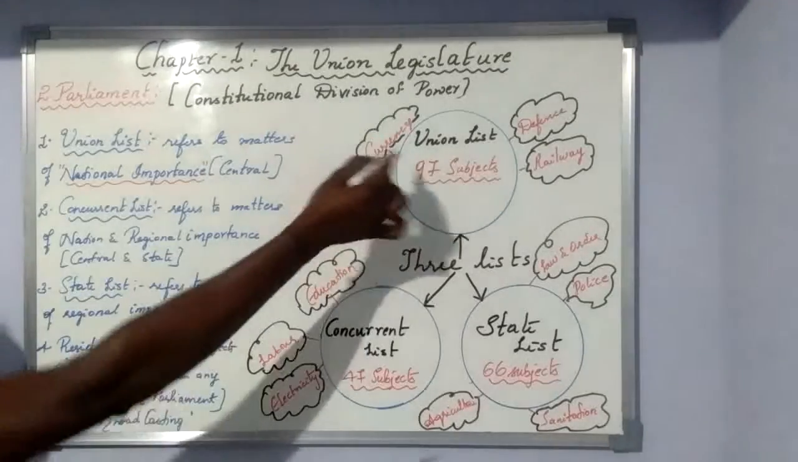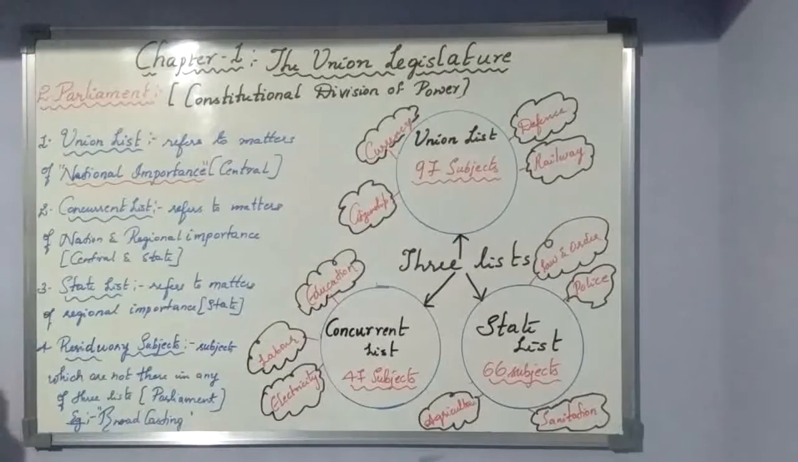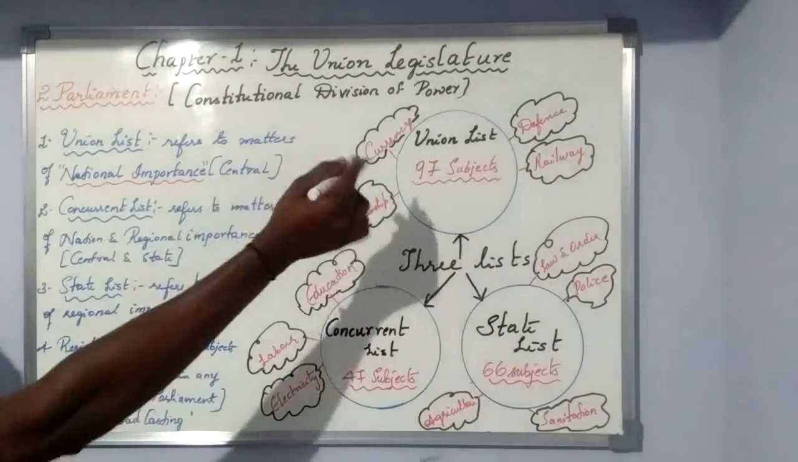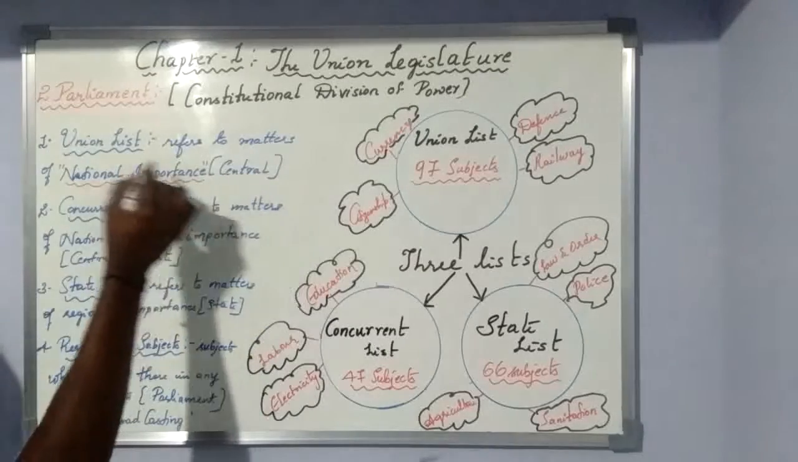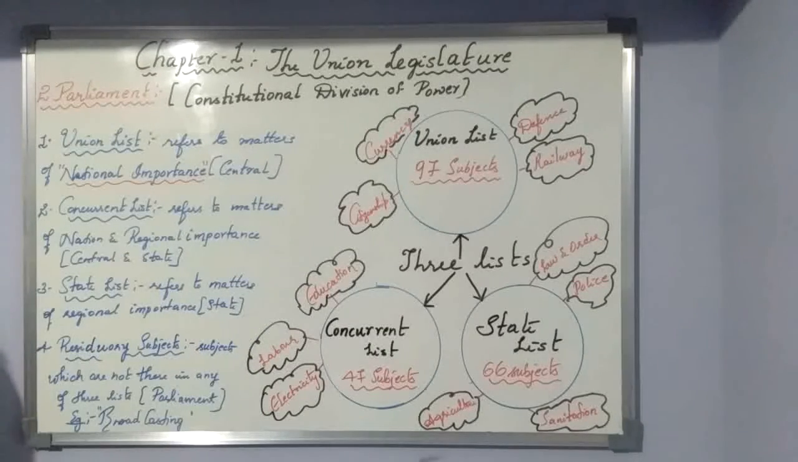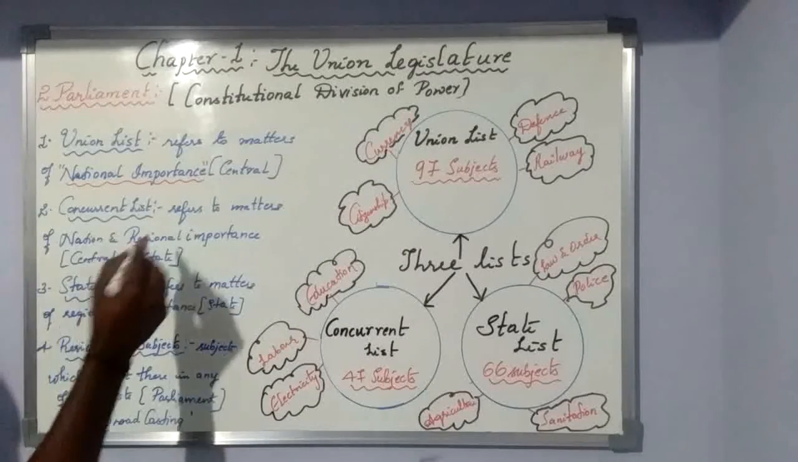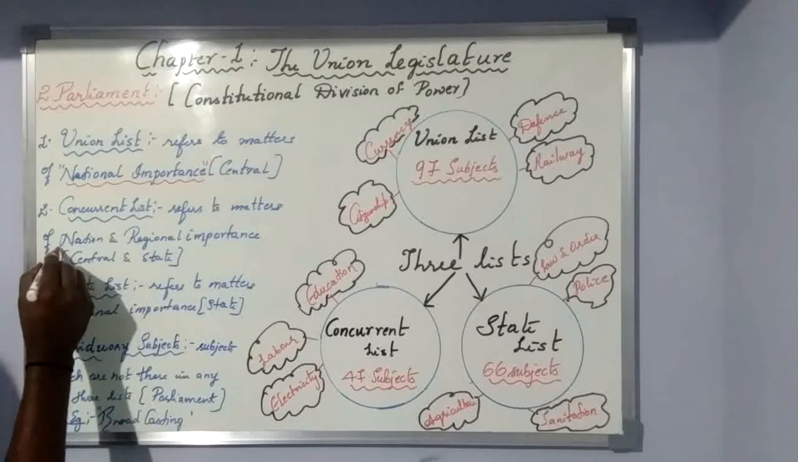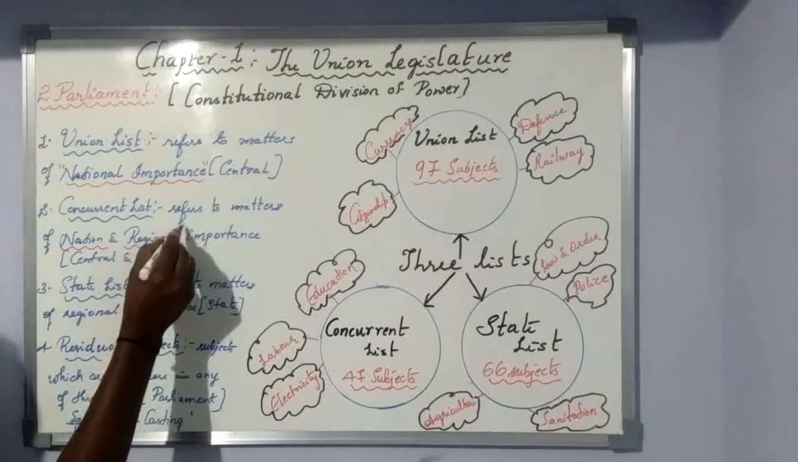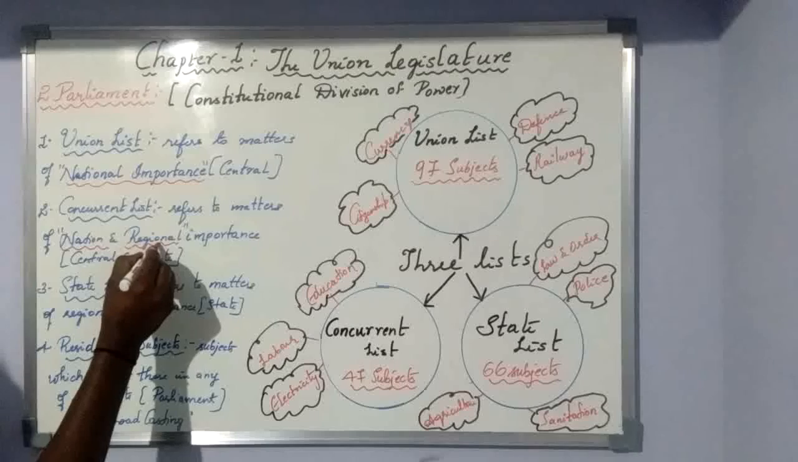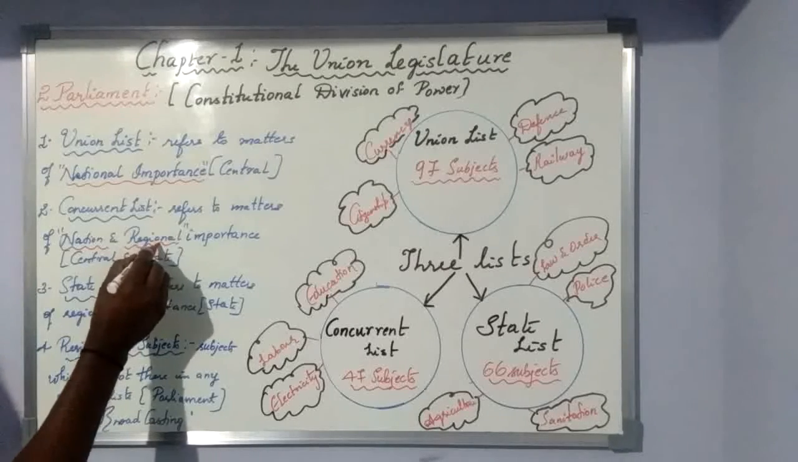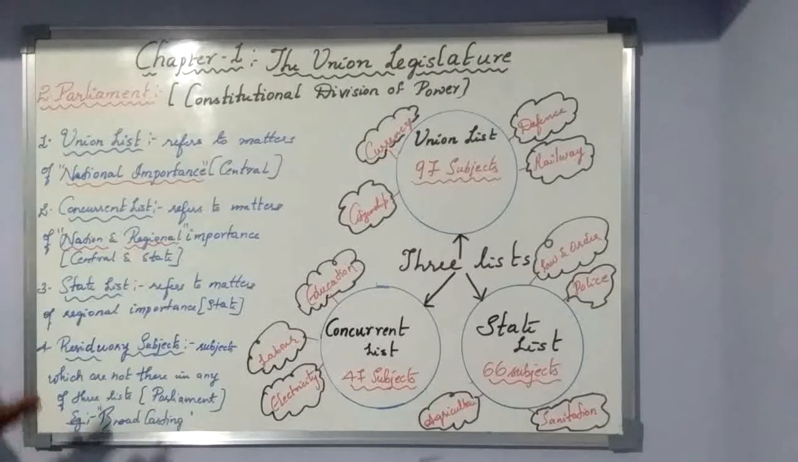There are four examples out of 97, which I have given in your textbook. Some more are there. Such lists are called the union list. Next, the second type of list is the concurrent list. The concurrent list refers to matters related to the nation as well as the region. Here region means state, which are like two faces of the same coin.